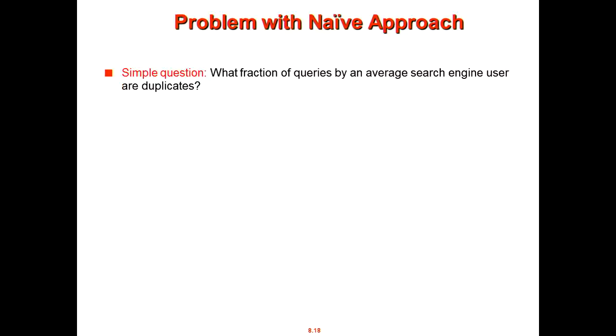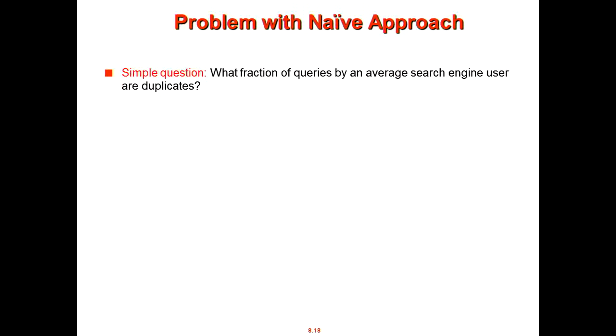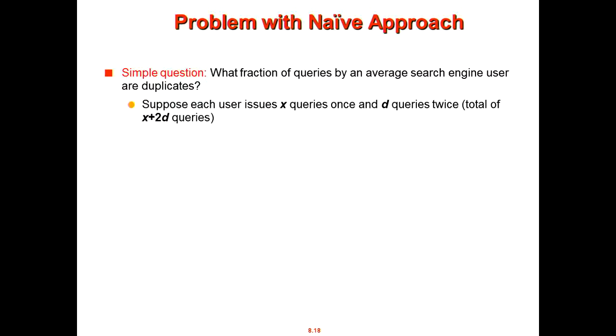So this is very easy, right? We just use a random integer to do this task. But think about another question. What fraction of queries by an average search engine user are duplicates? So assume that we have a user. Each user issues X queries once and D queries twice. So in this system, we have X plus D distinct queries, right? But 2D queries are duplicates. So in total, the number of distinct queries is X plus D, and the total number of queries is X plus 2D.